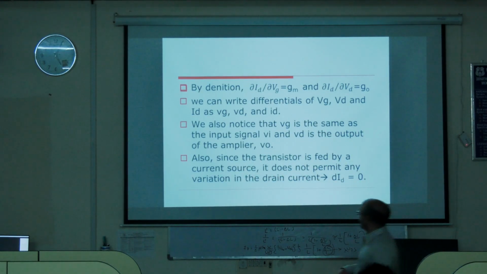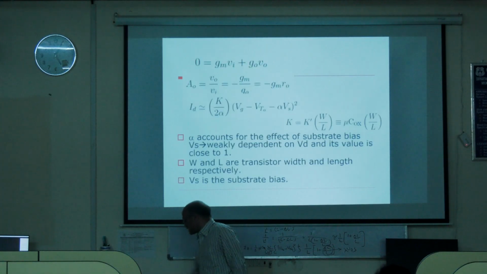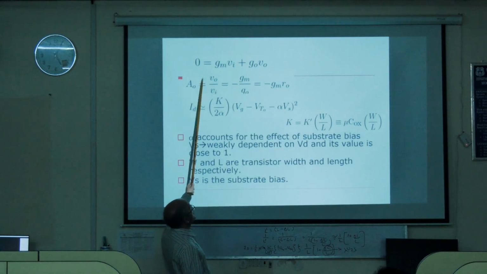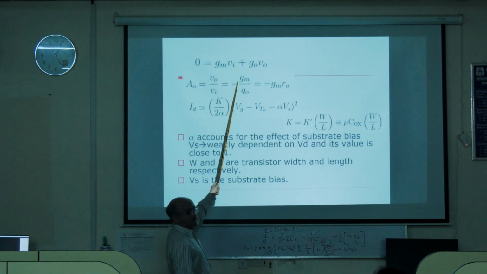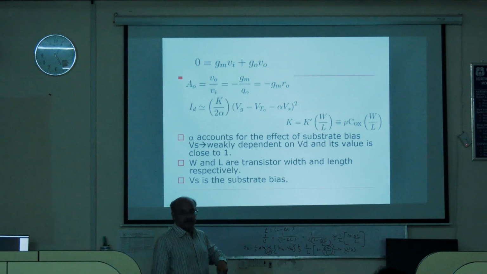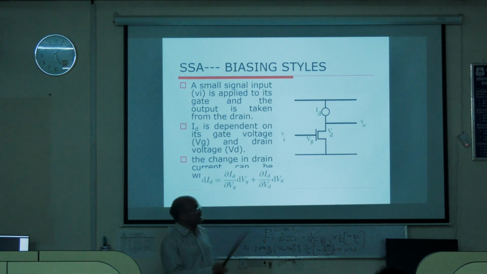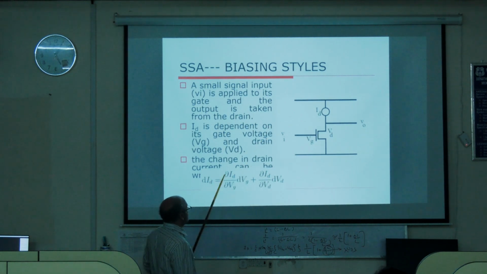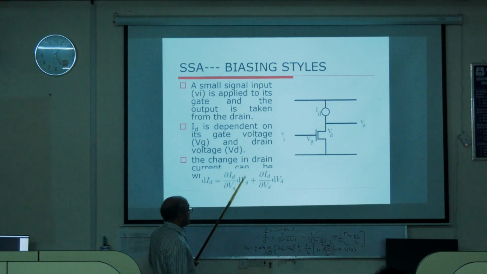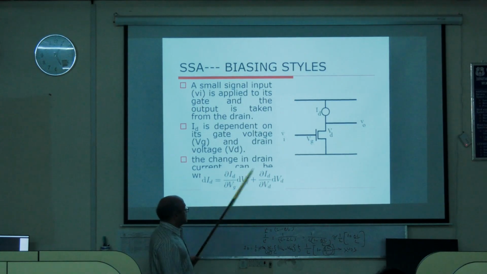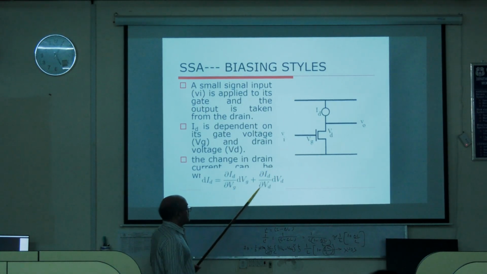Now, since I consider a constant current source, dID is equal to 0. I will start writing the equation. 0 equals gm times dVg, which I write in small letters as Vg, which is actually Vi, plus g0 times V0, small.